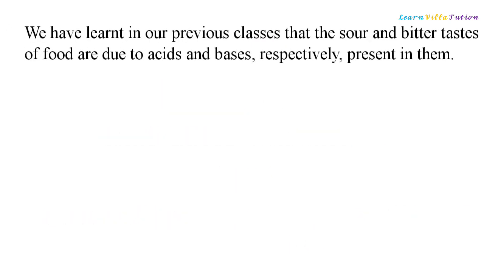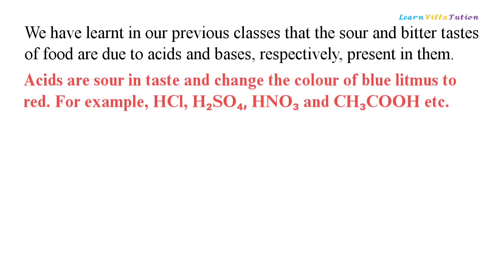We have learnt in our previous classes that the sour and bitter tastes of food are due to acids and bases, respectively, present in them. Acids are sour in taste and change the color of blue litmus to red. For example, hydrochloric acid, sulfuric acid, nitric acid and acetic acid, etc.